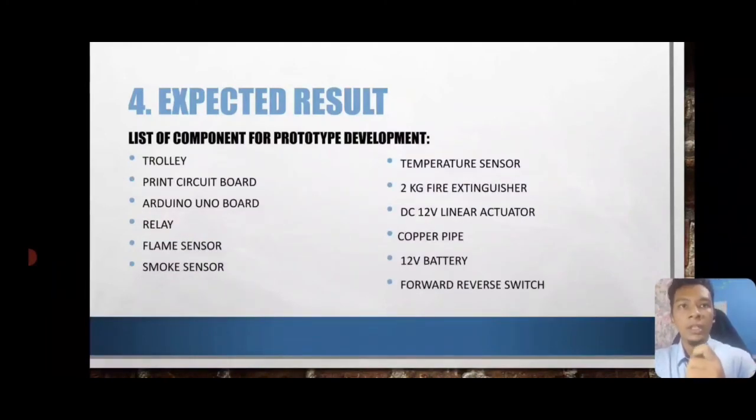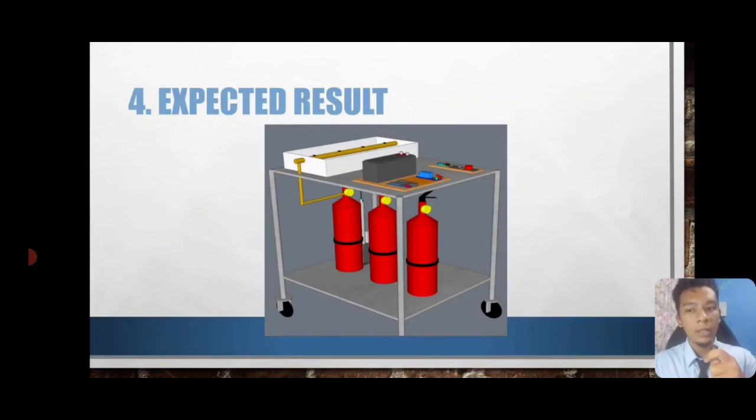This is the list of components for the prototype development. Number one is the trolley, and then the pre-circuit board, Arduino Uno board, relay, flame sensor, smoke sensor, temperature sensor, 2 kg fire extinguisher, direct current 12 volt linear actuator, copper pipe, 12 volt battery, and forward reverse switch. This is my first draft 3D model using 3D sketch for the prototype.